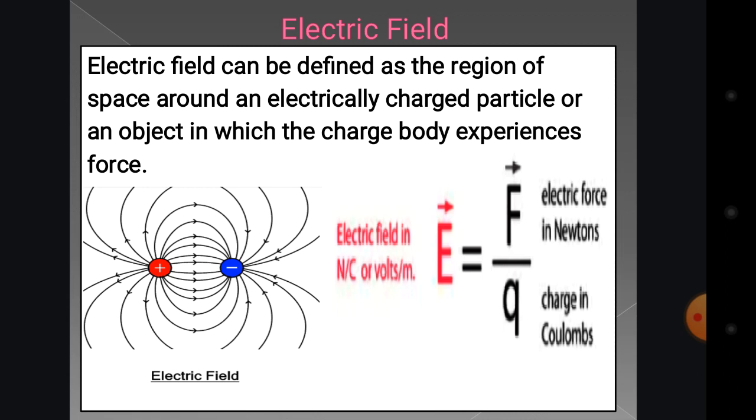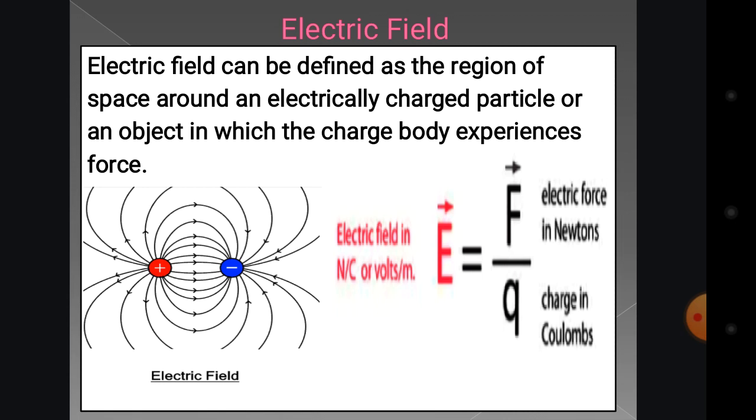Electric field is equal to F divided by Q, where F stands for the electric force, that is the force experienced by the charge on that body. Force is measured in Newton, the SI unit of force, and it is divided by the charge. These are the two charges, the positive charge and the negative charge, which are the ones that form the electric field.